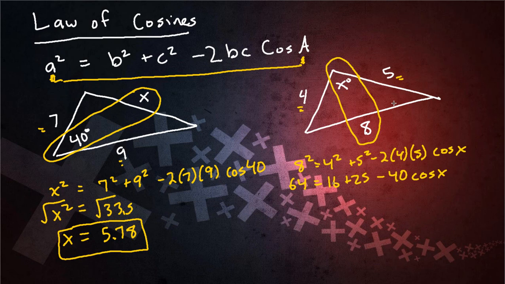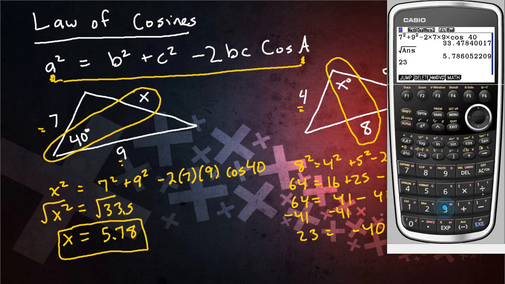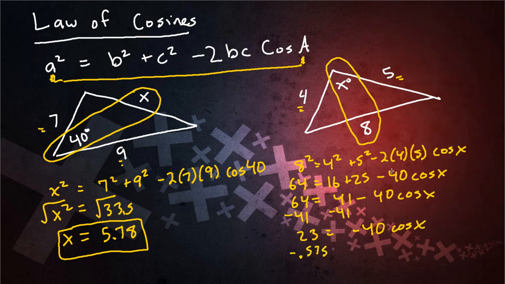Now, it's very tempting to add and subtract all this stuff right here, but I can't because this 40 cosine is not a like term. But I can add those two things together, so I will. So I have 16 plus 25, and I'm going to get 41 minus 40 cosine. And again, it's very tempting to do this 41 minus 40, but I can't because these are not like terms. I'll instead get the cosine alone. So I'll subtract the 41, and I'm going to get 23 on the left equals negative 40 cosine X. And then I'm going to divide both sides by negative 40. So I have 23 divided by negative 40, and I get my decimal there, negative 0.575 equals cosine X.